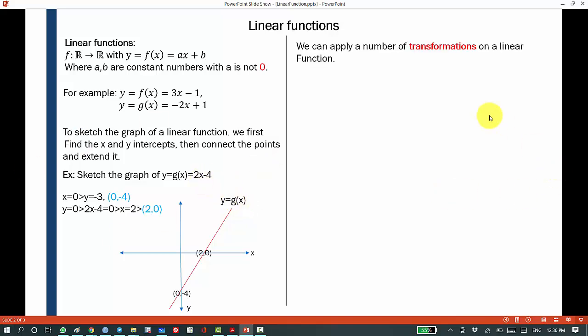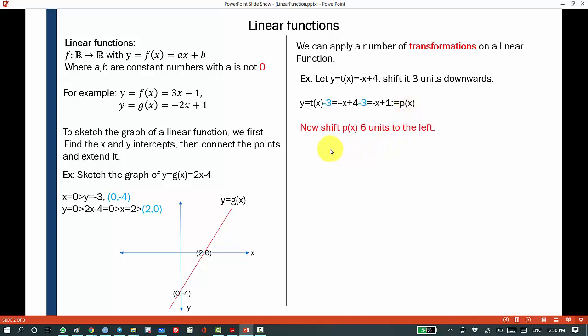We can apply a number of transformations to a linear function. For instance, if we go for y is equal to t of x equals minus x plus 4, and shift it 3 units downwards, we know that t of x is minus x plus 4, then minus 3, which is minus x plus 1. Let's name this new function as p of x. Now shift p of x 6 units to the left. That's a change in the value of x.